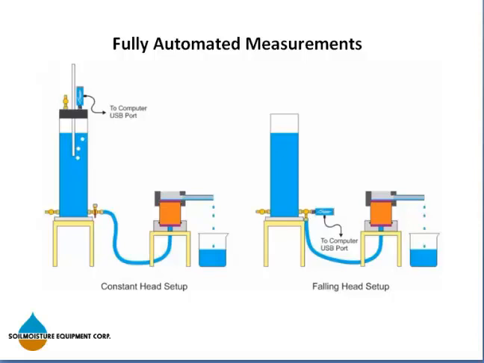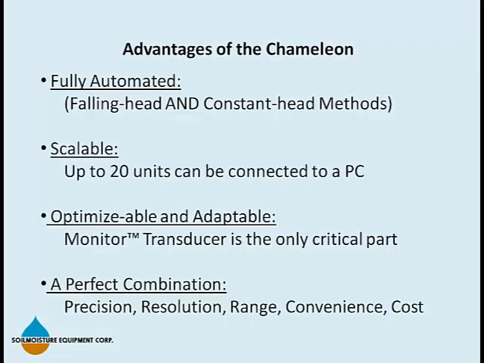It's worth mentioning that the competing products have a fixed pressure transducer at the base of the reservoir, and that is why they are not able to perform a constant head method automatically, which is, by the way, the more accurate method. Both falling head and constant head methods are 100% automated, as I explained in the previous slide. Second, Chameleon is scalable.